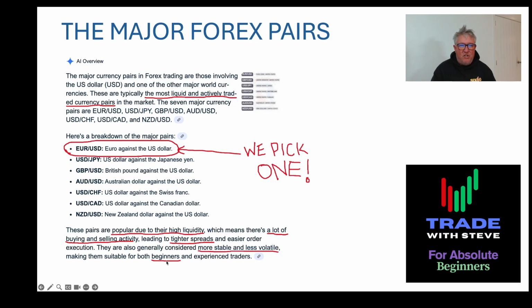So these are the major pairs. The other pairs are called cross pairs, and any currency pair without a US dollar in it is called a cross pair, but we're not interested in them. We're only interested in the Euro USD. Okay.